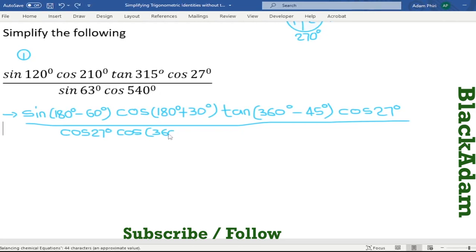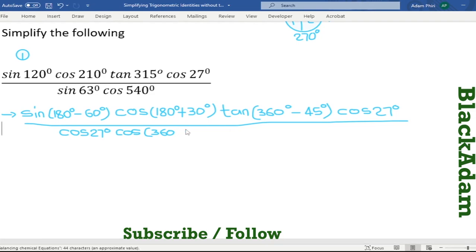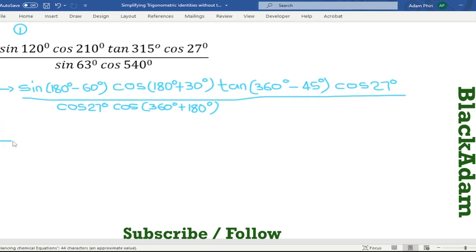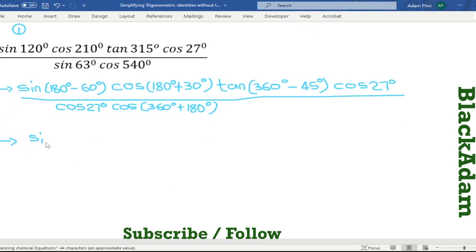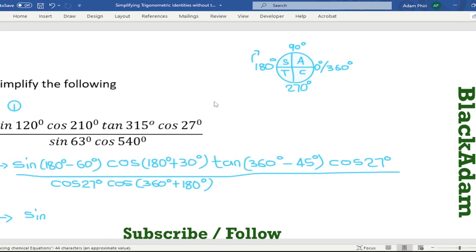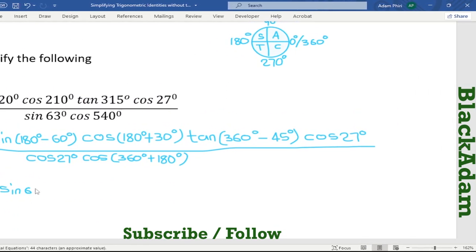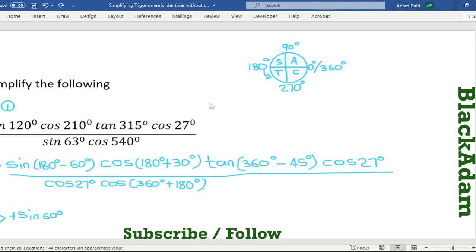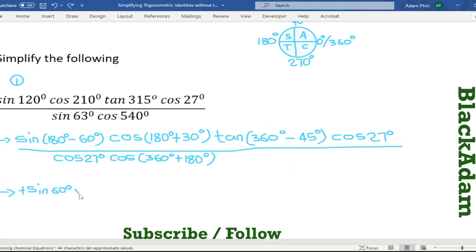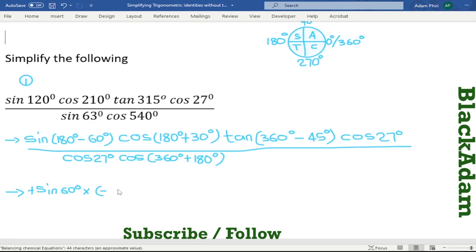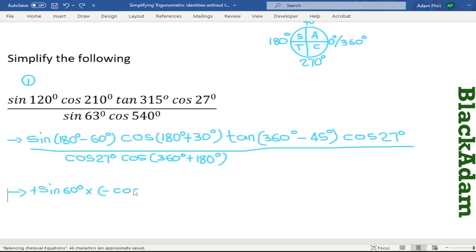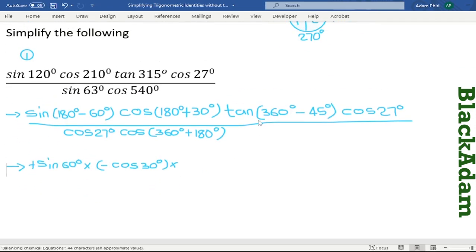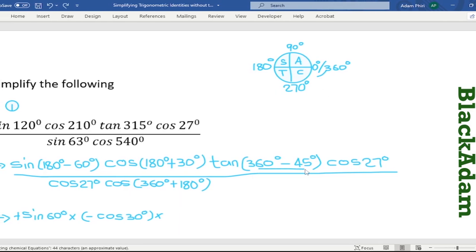Then we have cos of 360 degrees plus 180 degrees, so that makes 540 degrees. And then coming there we have sine 180 minus, so the sign is positive, so we have sine 60 degrees, and then we have cos of 180 plus 30 going there, and that is going to be negative cos 30 degrees.